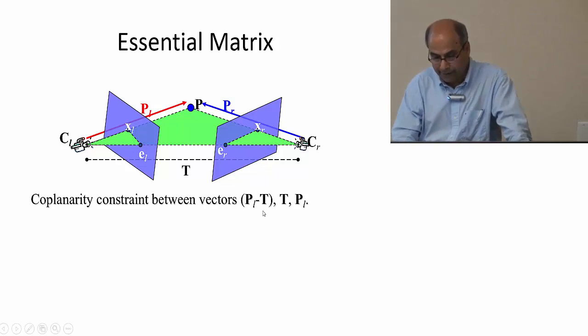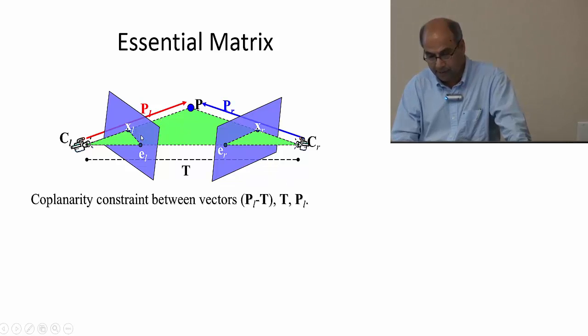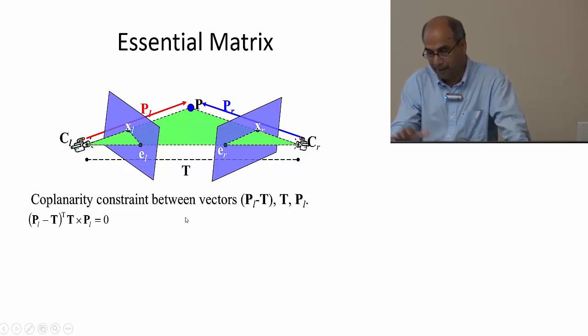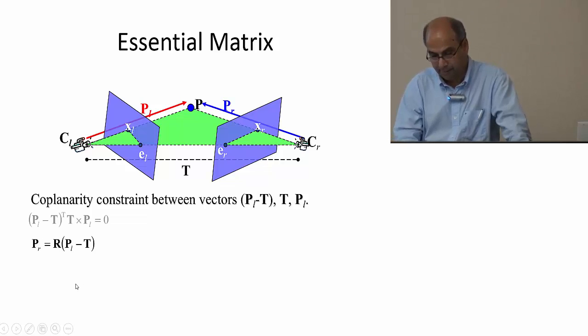So we have these vectors, T vector, PL vector, and PL minus T vector. These vectors are in the same plane, the epipolar plane. So therefore, we can take vectors T and PL, find the cross product, and take the dot product with the third vector, PL minus T. This has to be 0 because they're in the same plane.